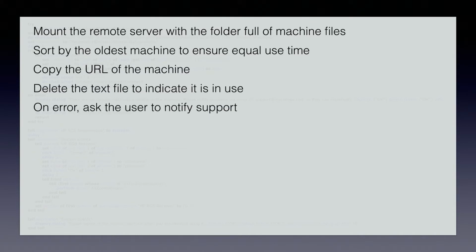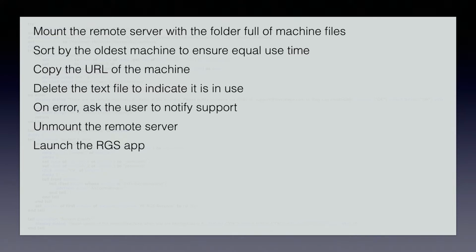If there's an error, and the error would really be there's no text files in this folder, then it's like, hey, contact support, and we've got to go figure out why we've lost 80 machines off the network. So I don't assume we're going to have that problem, but you never know. Then we unmount that server. We're kind of done with that part. We grab what we needed of that, which is the URL of the machine.